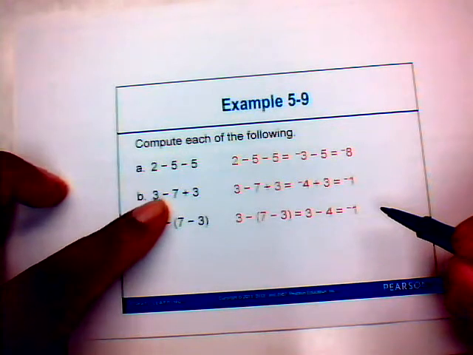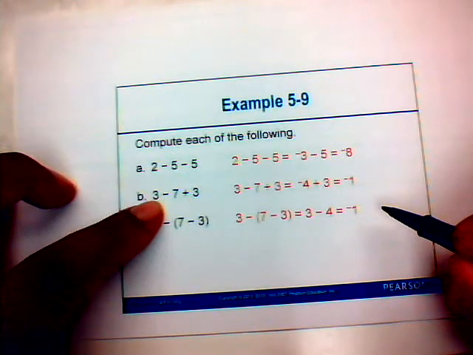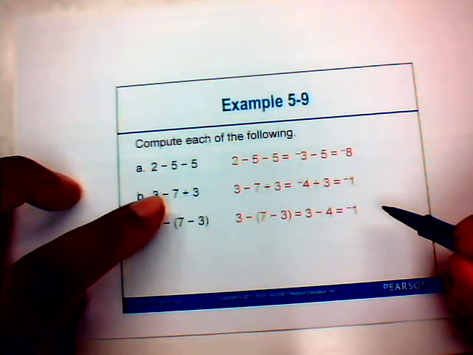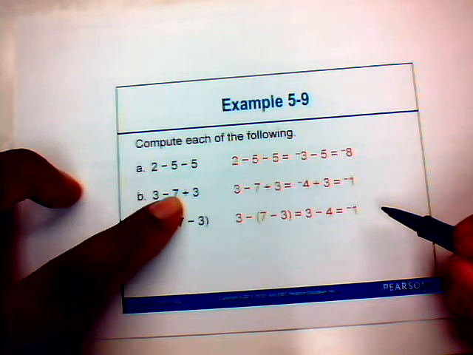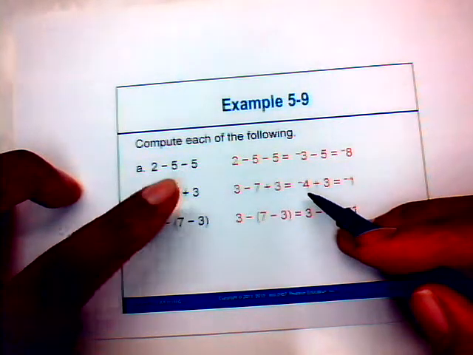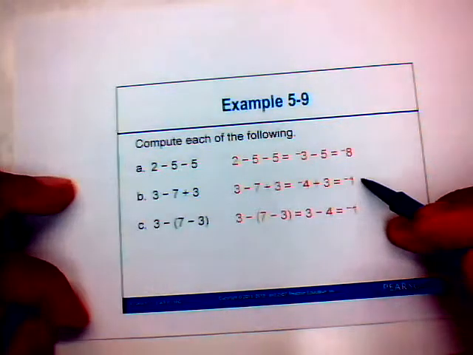Part B, we have a subtraction and an addition, but we do the subtraction first. 3 minus 7, we do that first. That's negative 4. Negative 4 plus the 3 will give you negative 1.